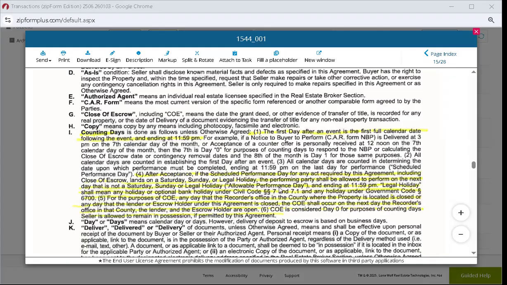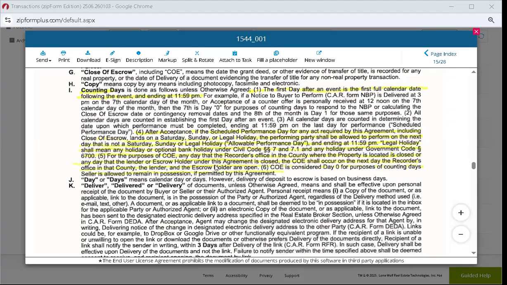So I always get questions, hey, the contingency is ending on Saturday. No, it moves to the next business day. Now you still do your notice to perform or your notice to remove contingencies. But remember, they don't have to perform until after the weekend or that legal holiday, if it happens to fall on those. So just be aware of that for your day counting. I actually think this paragraph is really important to read because it goes into further detail on how to count the days, okay?